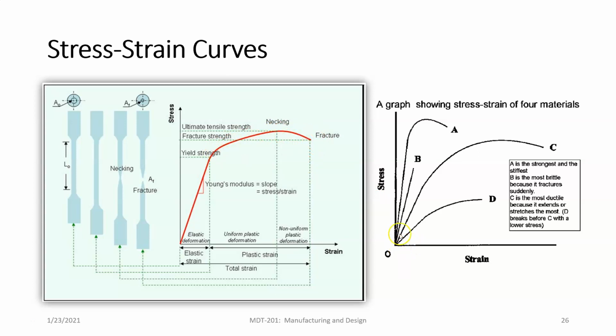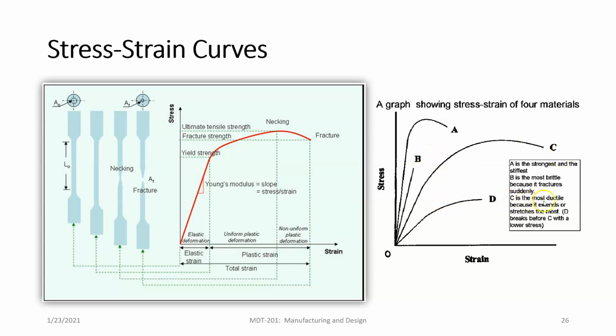So different materials are going to have different stress strain curves, right? Material A is strong and stiff, right? But it's not very ductile. It fractures and does not bend very much. Let's put it that way. B is the most brittle because it fractures suddenly. So think of B as a piece of glass, right? How much can you bend glass? Not very much. So you're going to be able to bend it slightly and then boom, it's just going to shatter. There's no curve where it comes around.